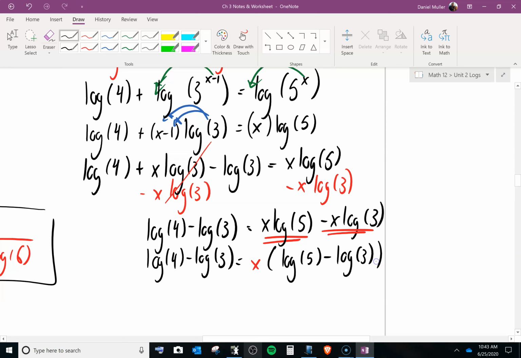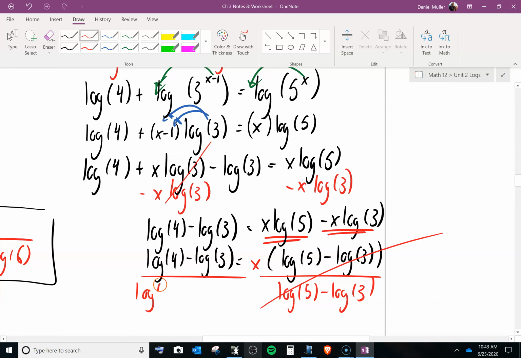And again, this is just a number. I don't know what it is. And so I'll just divide it away to get the x alone. Onto this side, log of 5 minus log of 3. And I could go x equals all of this again, but it's too much work. I will just leave it like that. Log 4 minus log 3 over log 5 minus log 3. So again, if this is a negative and this is a positive, this is a negative, this is a positive, if you do that, that is the exact same answer.